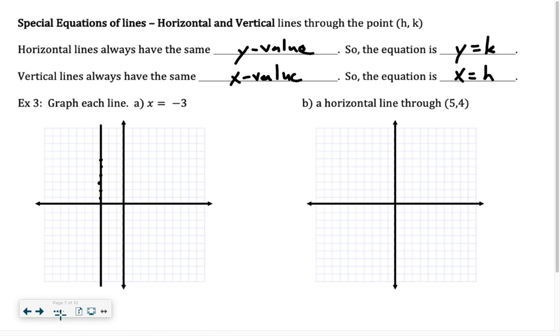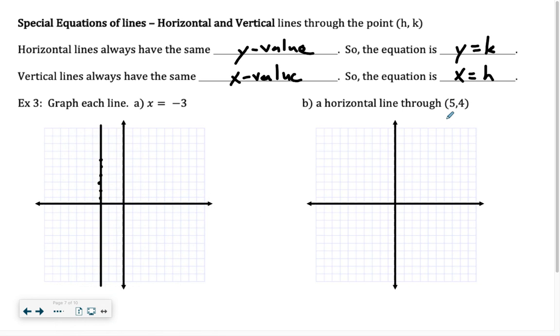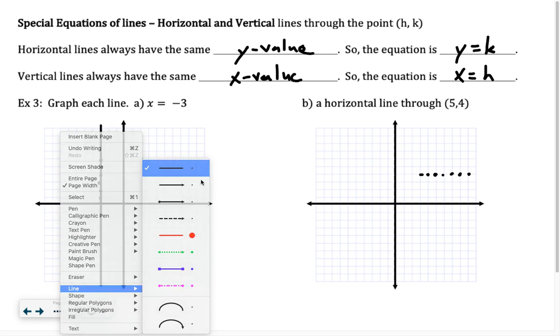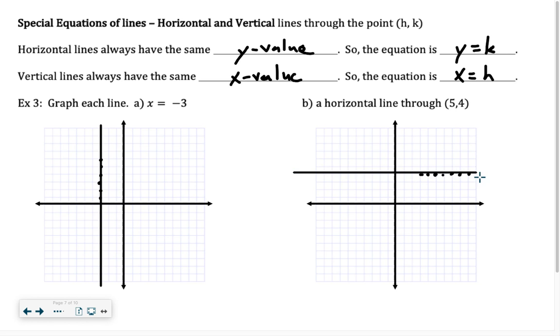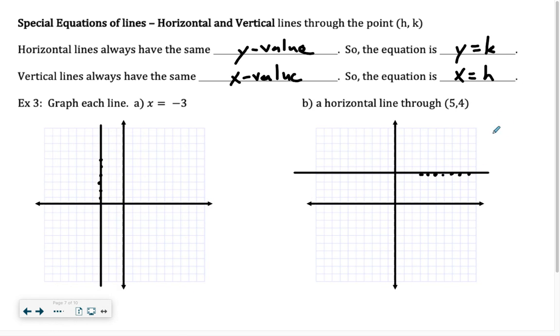Now, over here, if I want a horizontal line through the point (5, 4), well, let's find the point (5, 4). 1, 2, 3, 4, 5, up 1, 2, 3, 4. So here's the point (5, 4). I want to draw a horizontal line through there. If I do that, every single point is going to have the same y coordinate. That y coordinate will be 4 all the way through there. So what this line would end up being is the line y equals 4.